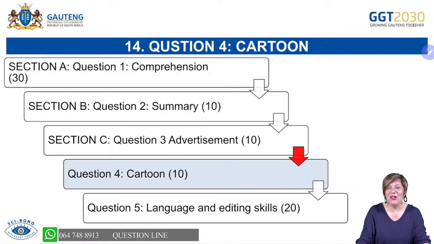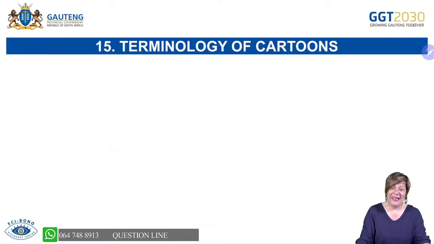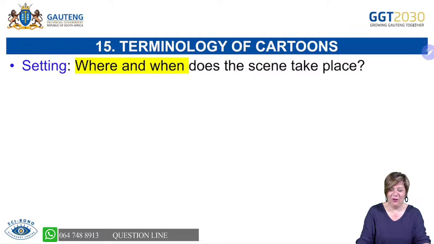Let's move over to question 4, your cartoon. Again, there's terminology involved, things that you need to know. So the first one is setting. If we ask you about the setting of a cartoon, we are asking you actually where and when it is taking place. It's the same as the literature question. Where and when.